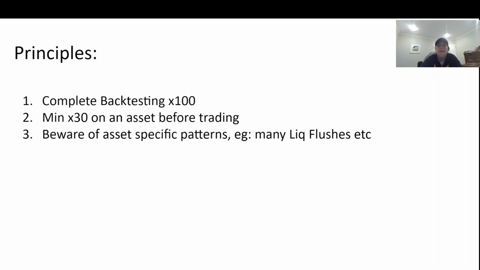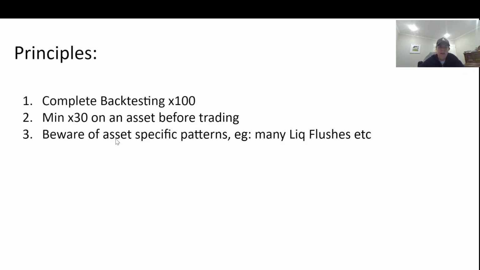The main reason is that you need to practice seeing these setups and practice yourself being on the charts and seeing them and knowing where to put your entry, your stop loss, and your exit. You want a minimum of 30 on a single asset before you trade that asset. So if you're going to trade euro dollar, go and do at least 30 backtests on the euro dollar. Because what you'll notice is some asset classes might have little specific patterns.